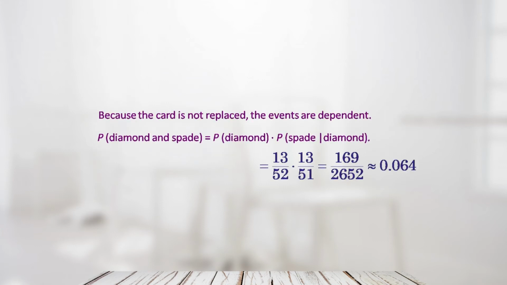Because the card is not replaced, the events are dependent, and P(diamond and spade) equals P(diamond) multiplied by P(spade given diamond). So 13/52 multiplied by 13/51 equals 169/2652, and that comes to 0.064, which is the probability of diamond and spade with the rule of multiplication.